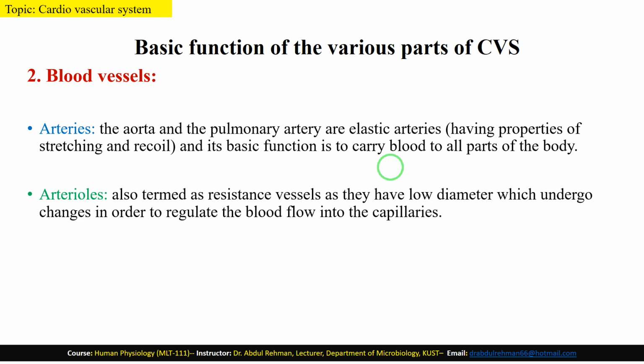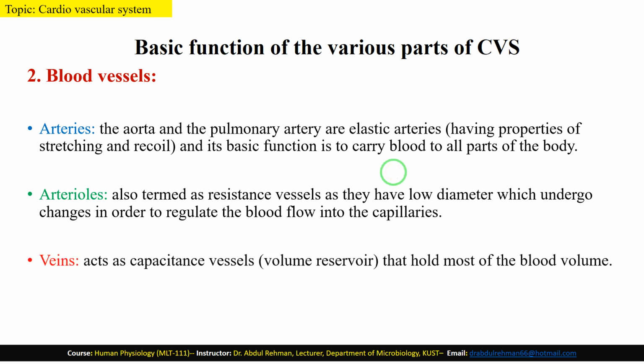While arterioles are also called resistance vessels because they are smaller in size and have low diameters, which undergo changes in order to regulate the blood flow into the capillaries. While veins are larger in size and also called capacitance vessels or volume reservoirs because they contain a large amount of the blood.